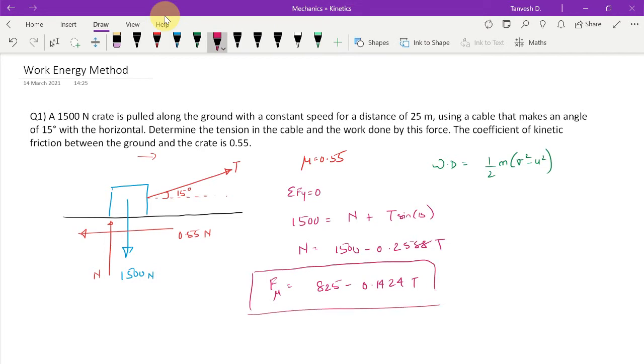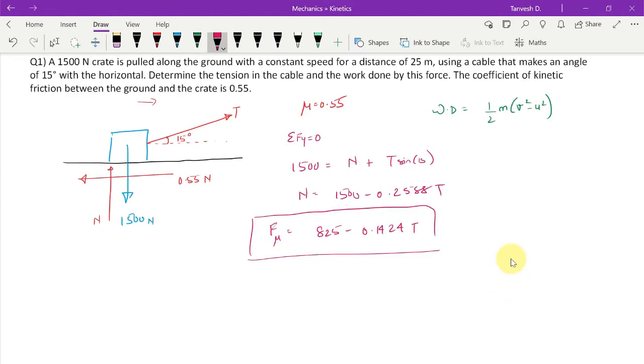Okay. Now, when we do summation Fx equals to 0, and for how much distance it is moving, it is moving at constant speed for a distance of 25 meters. So constant speed means v is equal to u, one thing is there, and s is equal to 25 meters. This thing also we can understand.